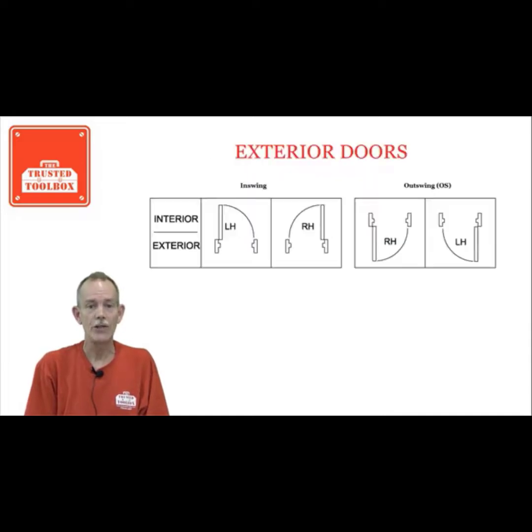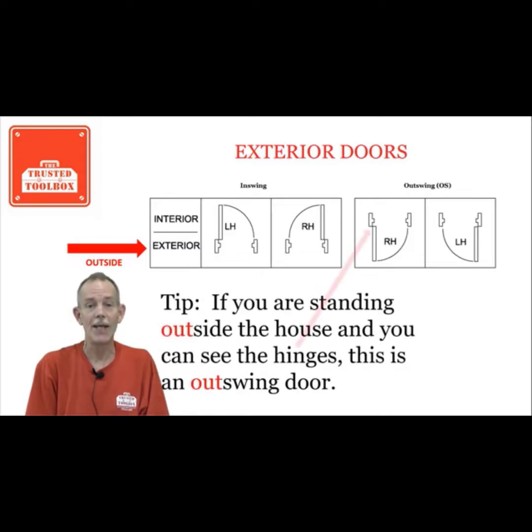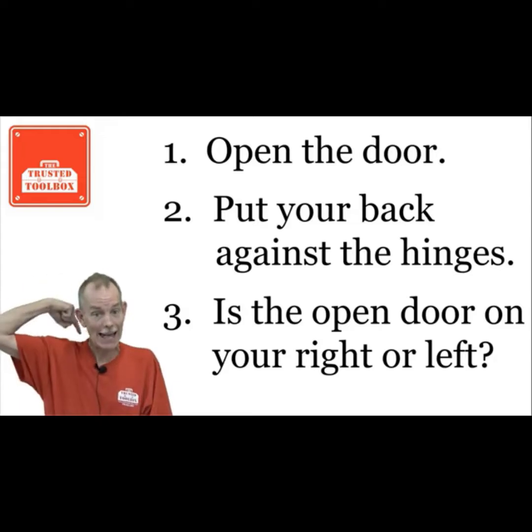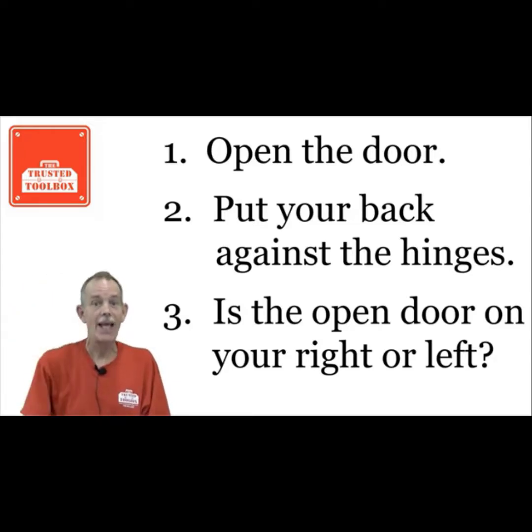You can use this handy chart to help you identify the swing. And remember to always look at the door from the outside of the house. If the open door swings to the outside of the house, it's an outswing door. It's that simple. Let's recap. Again, to get the hand, open the door. Put your back against the hinges and answer the question, is the open door on my left or right?